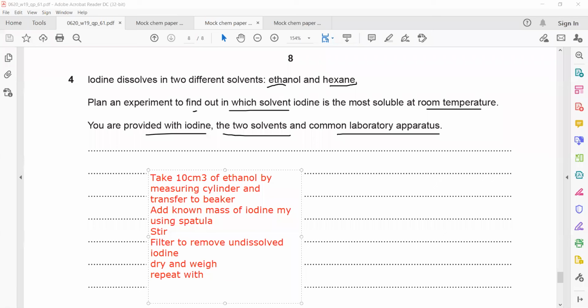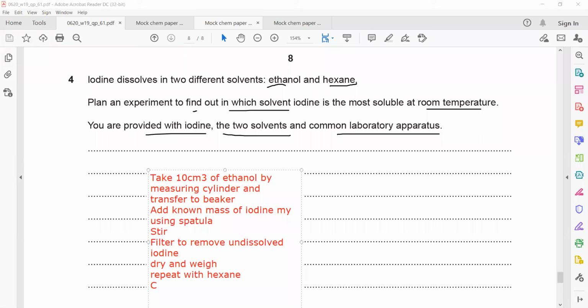That's good. You mentioned the names of the apparatus, the things which you are using. That's the more precise, complete answer. You can dry by using a filter paper or leave on the filter paper to dry, and measure the mass and repeat with hexane. Now how can we draw the conclusion, how can we know which one? The solvent which has the smaller quantity of undissolved iodine is the most suitable solvent.